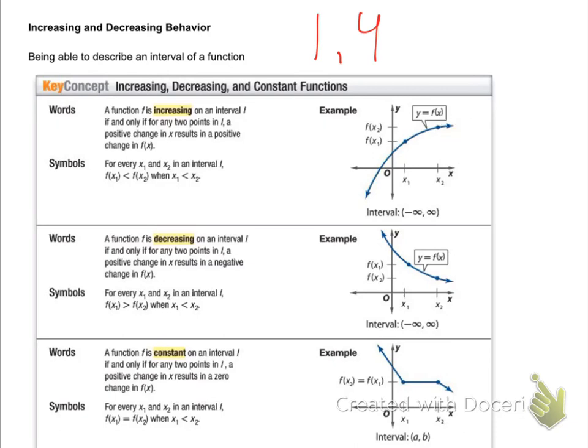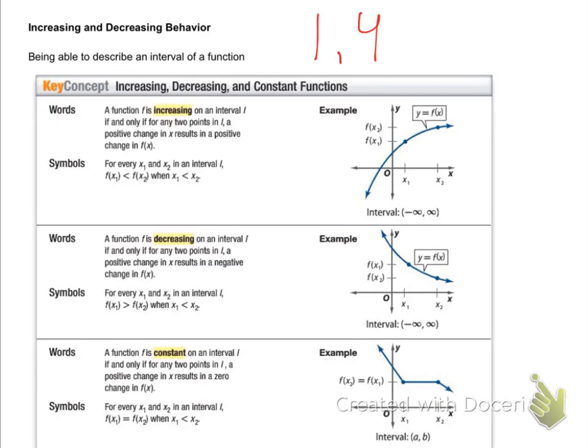So if the value of the numbers going in gets larger and the outputs get larger, the function is said to be increasing. On the flip side, if I put in a larger x value and the value on the out is lower than the out of the first point, that function is considered to be decreasing. And on the bottom here, from x1 to x2, you can see that there's no change. That would be considered constant. So all I'm going to ask you to do for this first group is to look at a graph and tell me the interval where it's increasing, decreasing, or constant.